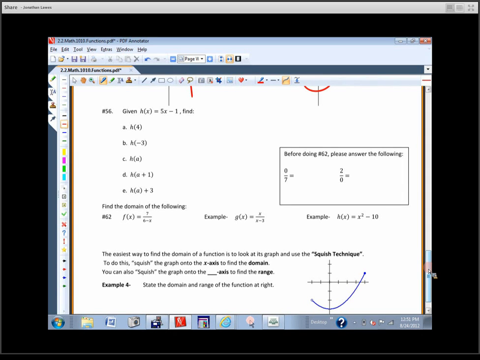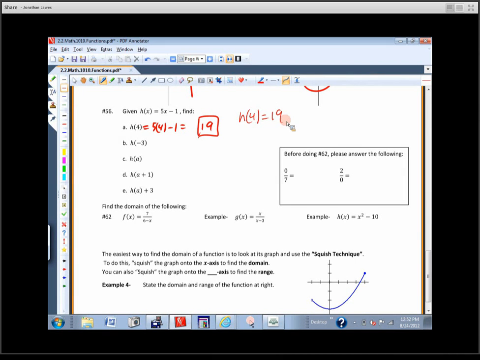Okay, so you've got some problems that are like this. This is not f of x. What would we call this? h of x. So it just means wherever there's an x, we're going to put a 4. So this would be 5 times 4 minus 1. The answer is 19. Now, that literally means h of 4 is 19.